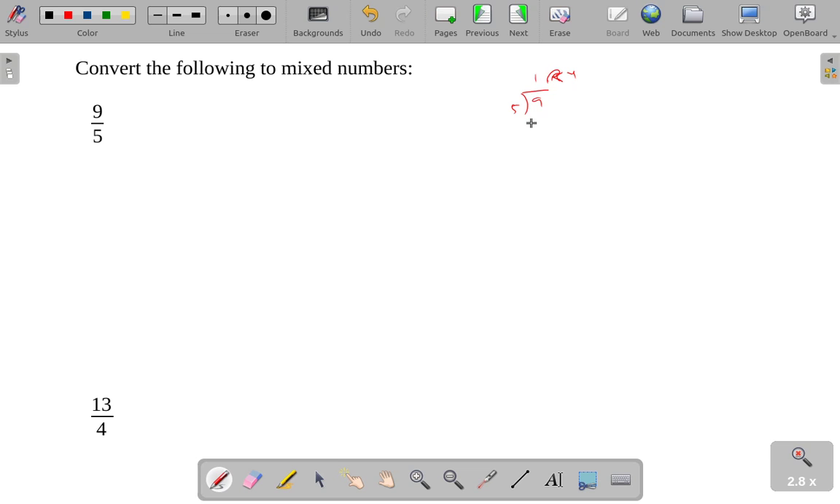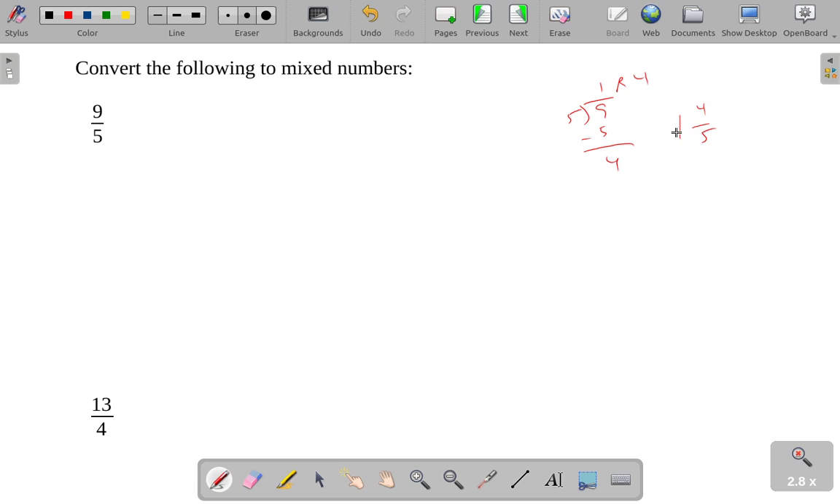Actually, I guess I should let me just write out the whole process. 9 divided by 5, 5 goes into 9 once, we multiply it out, we subtract off, we get a 4, there's nothing left, so we have 1 with a remainder of 4. This would be 1 and 4/5 if we were doing it using long division.